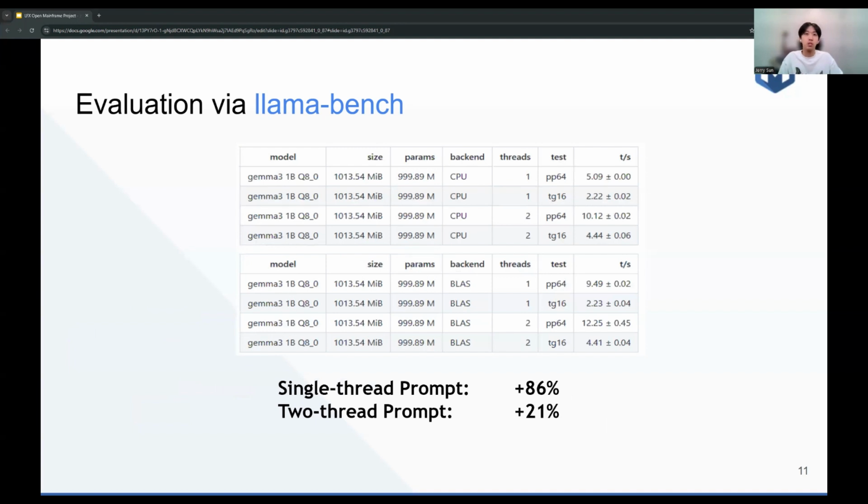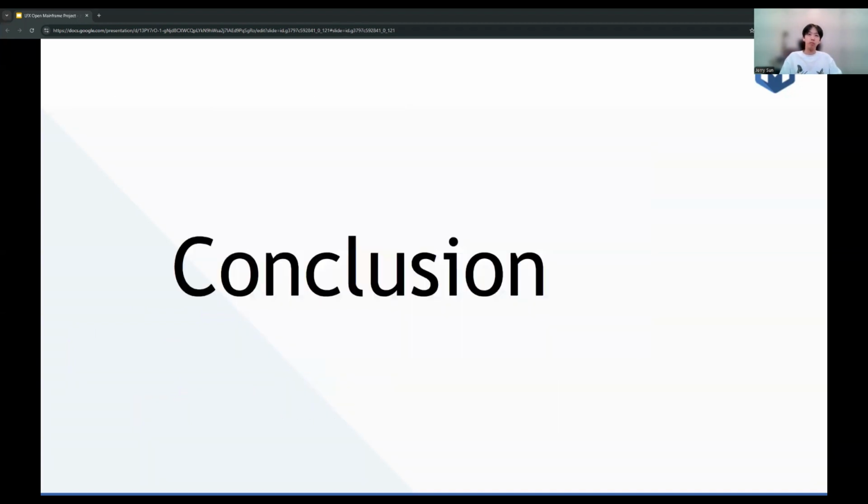We also tested both single-threaded and two-thread setups using two benchmarks, PP64 and TG16. We noticed that as threads increase, the relative benefit of BLAS decreases because CPU parallelism already boosts throughput. To conclude everything, our evaluation shows that BLAS provides significant performance gains for certain workloads where throughput was doubled in tokens per second. Overall, the results demonstrate the clear value of optimized math libraries on ZOS.